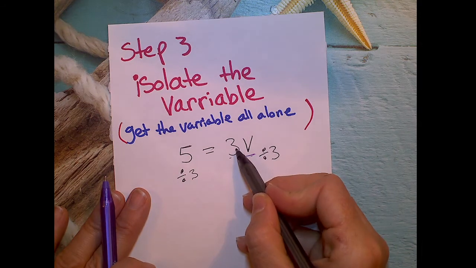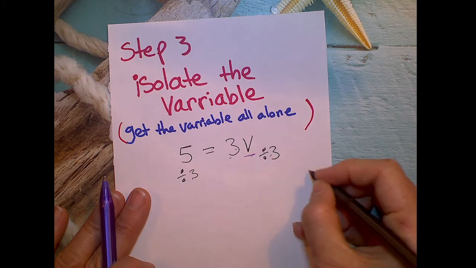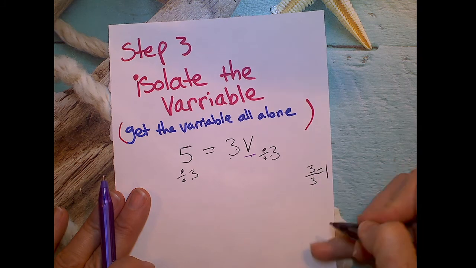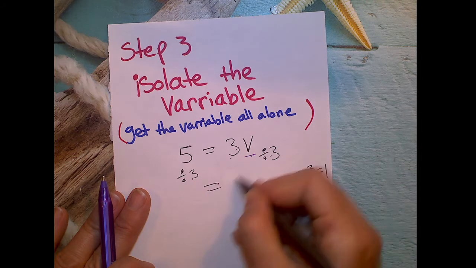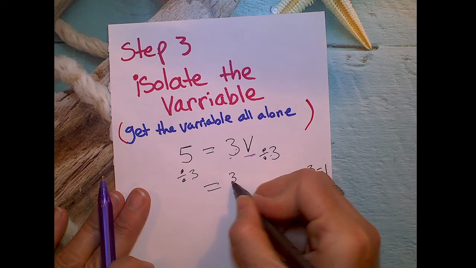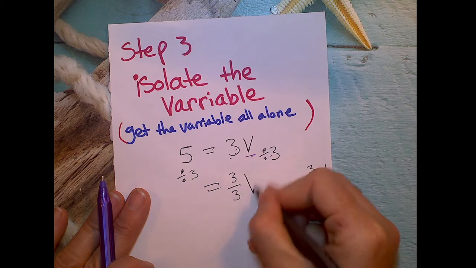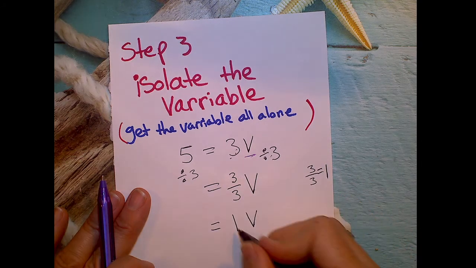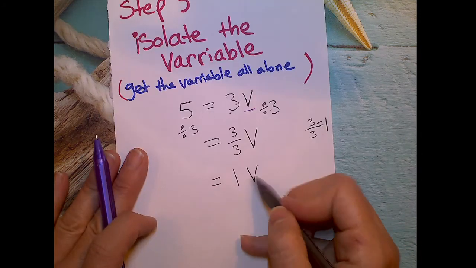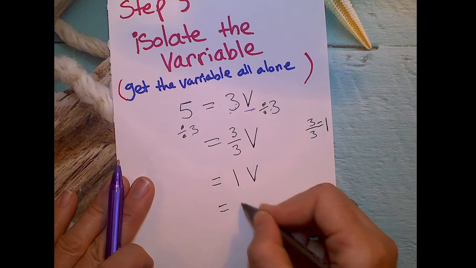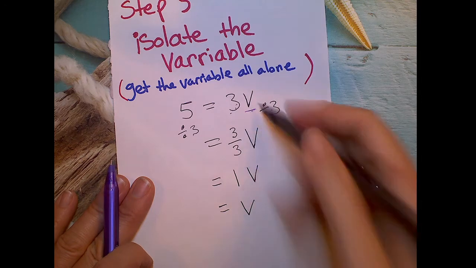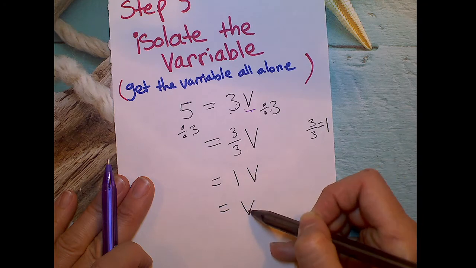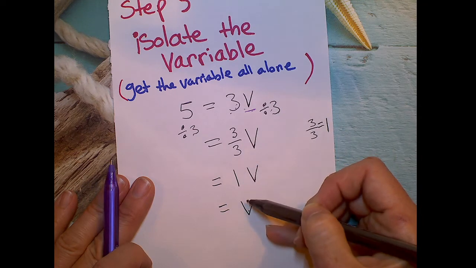So when I divide 3 by 3, well, remember, anything divided by itself equals 1. 3 divided by 3 equals 1. So this is going to equal, and you know what? Let me just write it out. 3 over 3 times v, and that equals 1v. But we don't need to use the 1 in front of a variable. We can just say v. So 3v divided by 3 equals v. Make sure you can do these steps in your head.